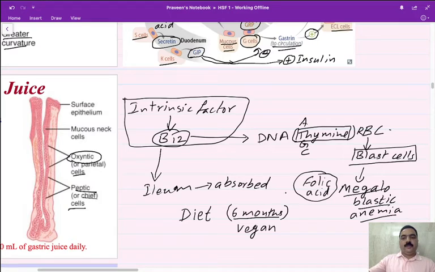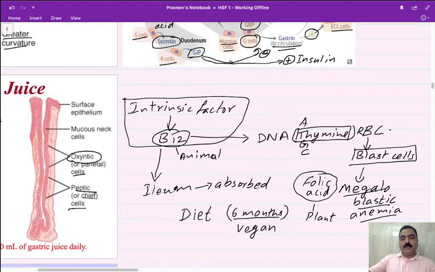So how to distinguish now? Folic acid is mainly from plant sources, like green leafy vegetables, whereas vitamin B12 is from animal sources. So you have to remember the dietary source and the dietary deficiency.